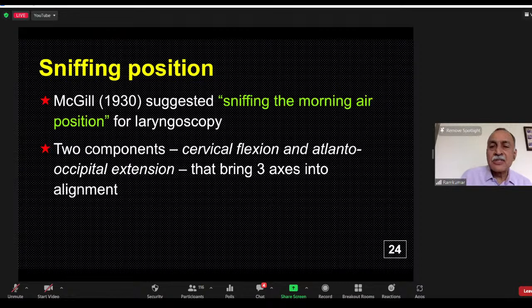It has two components. It has a component of cervical flexion, which is the lower cervical spine, and extension at the atlanto-occipital joint. So these two movements that compose the sniffing position bring three axes into alignment. And I'm not going to go any more into this because people have a pro-con session on whether sniffing position is ideal or not. But I think by and large, sniffing position does help us in the management of the airway, particularly the difficult airway.